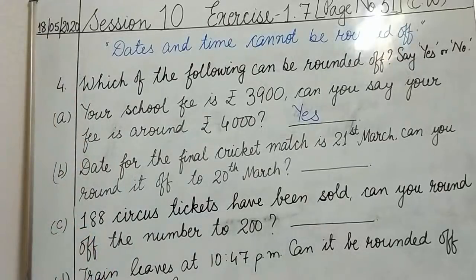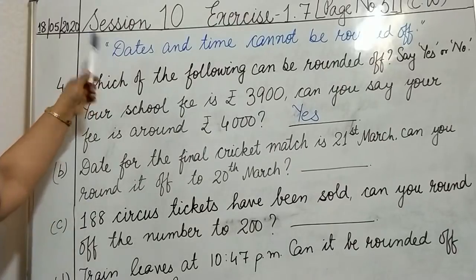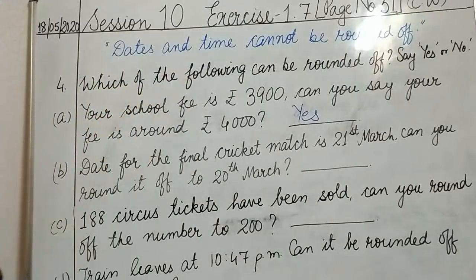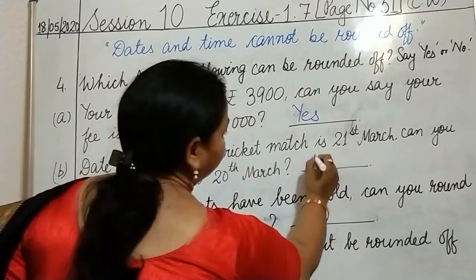Next question. Date for the final cricket match is 21st March. Can you round it off to 20th March? Can it happen like that? No, just relate it. Already I have told you dates and time cannot be rounded off. So, for this, what will be the answer? No.